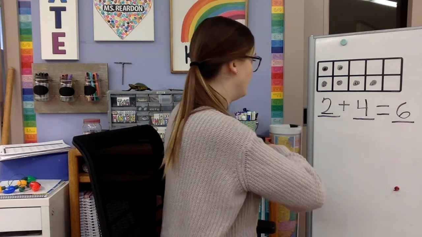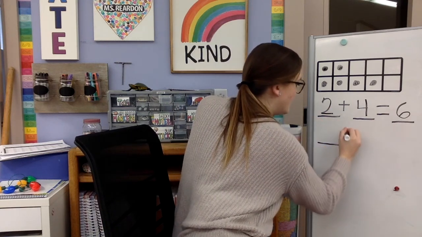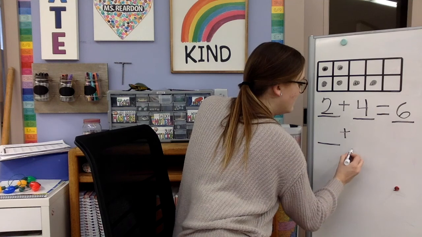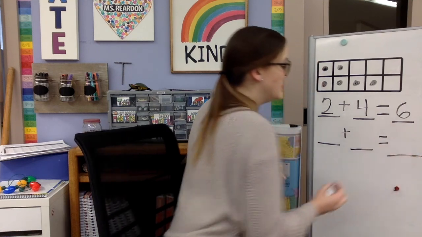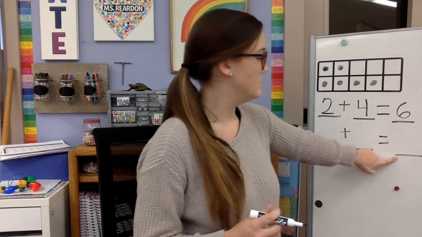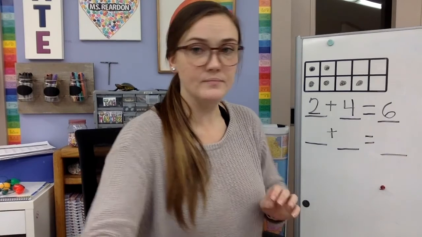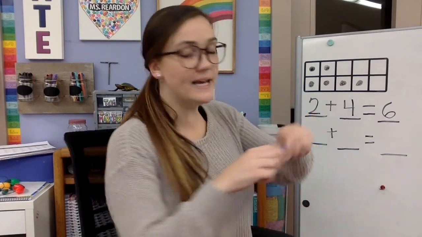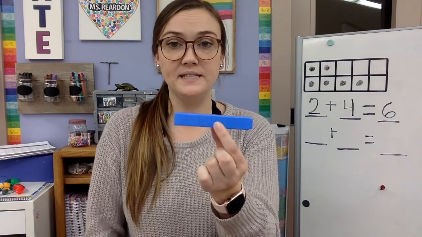So let's write another one. Ready? Keep this one. Underneath it, I'm going to do the same thing, but with no numbers. Blank plus blank equals blank. So make sure you have that. All right, let's stick our cubes back together. Now I have a total of 6.